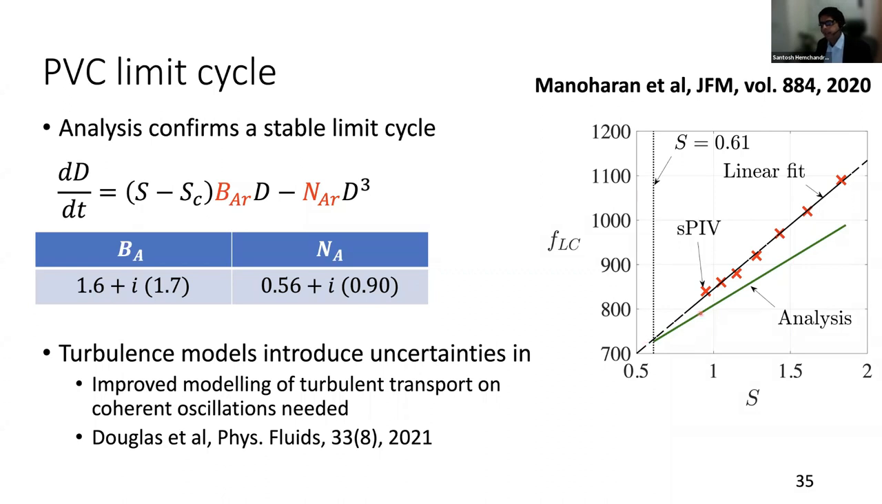And this here is a plot of what the nonlinear analysis gives for the frequency of the PVC, and the symbols are the experiment. There are some differences because of turbulence modeling uncertainties, which we discussed in the paper. And the recent paper by Chris Douglas in Physics of Fluids also touches on this point.